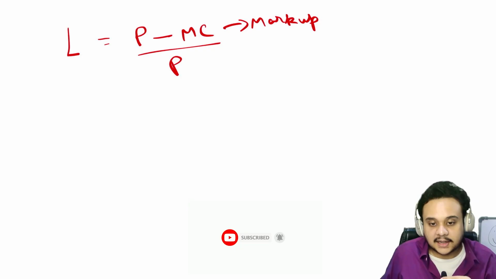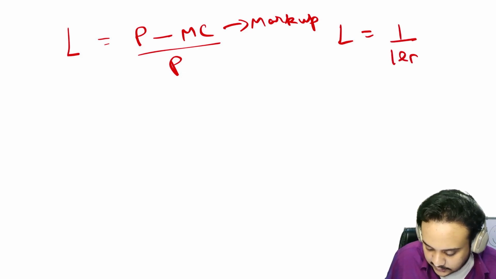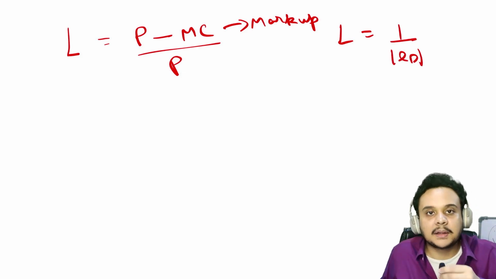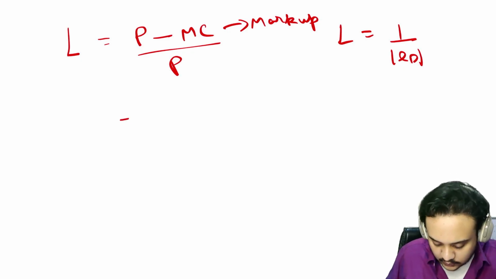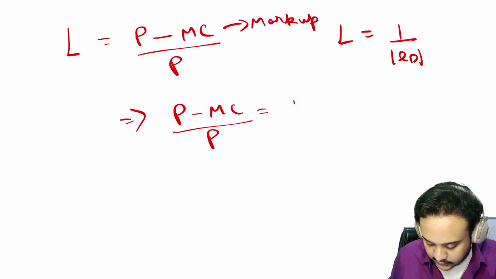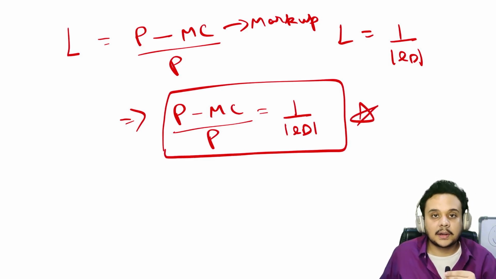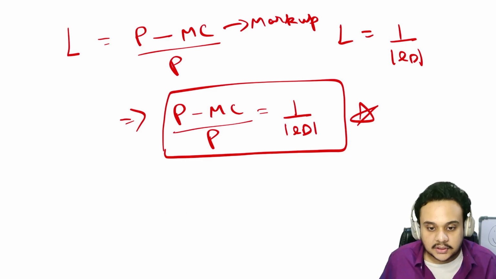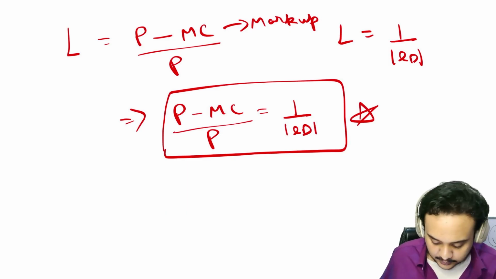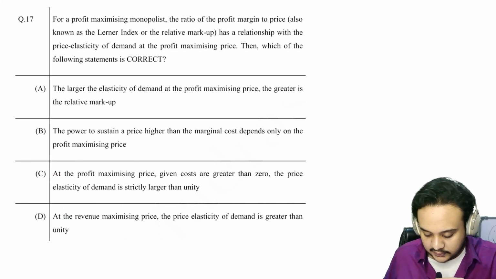So this is the left hand side of the Lerner's index. Now let us see what the right hand side is. The right hand side is nothing but 1 upon the modulus of price elasticity of demand. So if we equate the two, the complete formula for Lerner's index, the one that you are going to be using in all of the questions, is this. Very important. So this is the formula: P minus MC upon P is equal to the inverse of price elasticity of demand. Let us see a question on this.